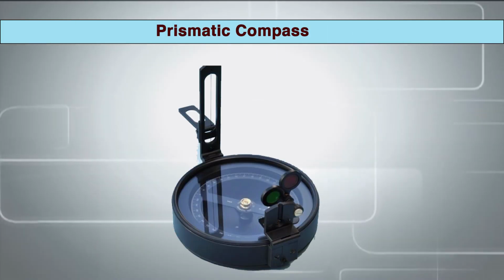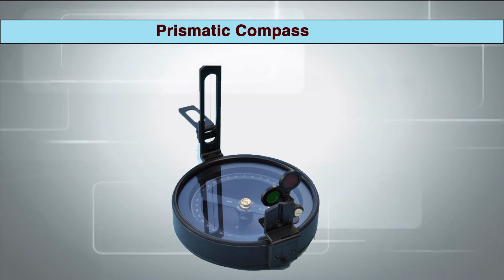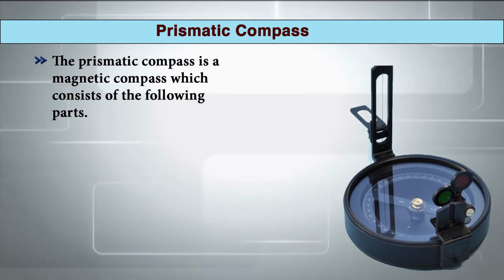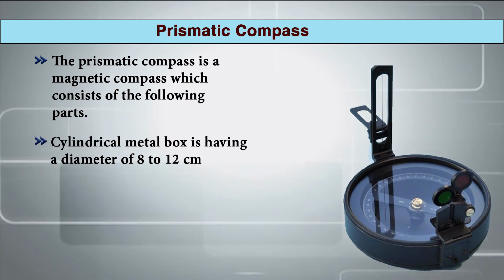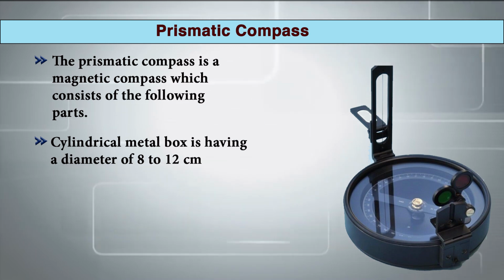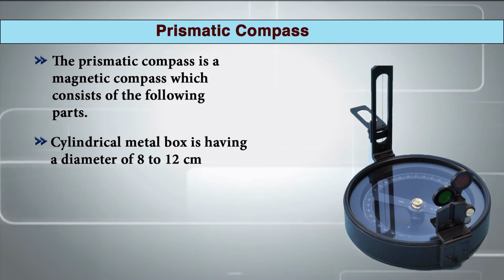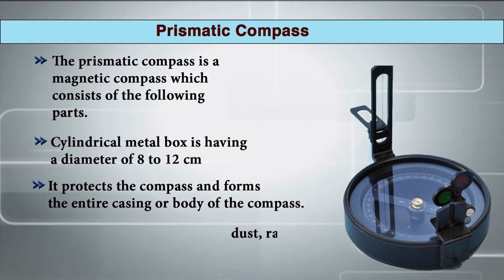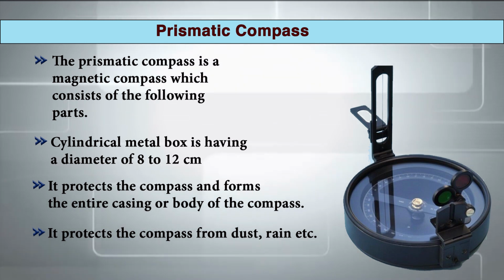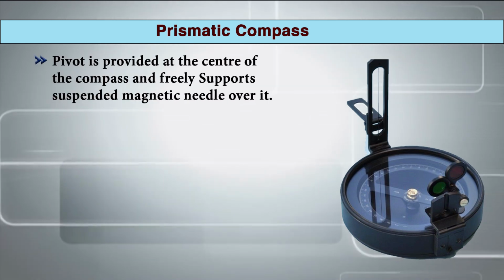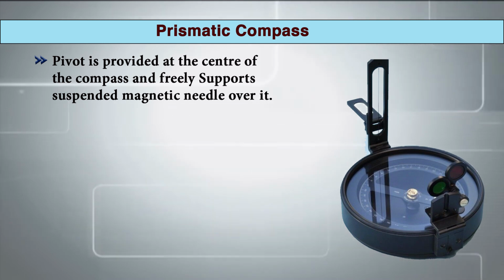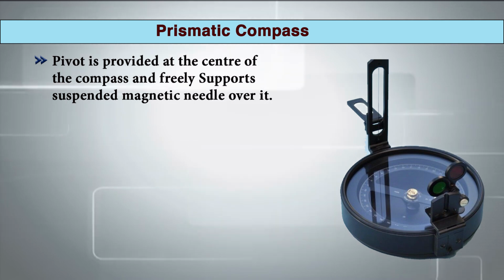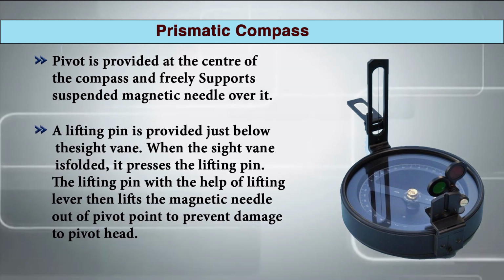First, the prismatic compass. There are many components of the prismatic compass which we will deal with one by one. The prismatic compass is a magnetic compass which consists of the following parts. First is the cylindrical metal box, which has a diameter of 8 to 12 centimeter. It protects the compass, forms the entire casing or body of the compass, and protects it from dust, rain, etc. What is the pivot? The pivot is provided at the center of the compass and freely supports the suspended magnetic needle over it. Next is the lifting pin and lifting lever.